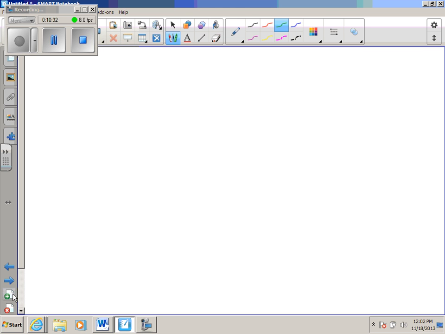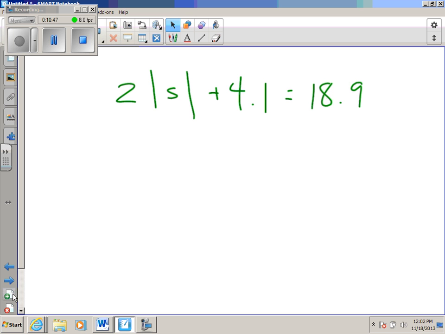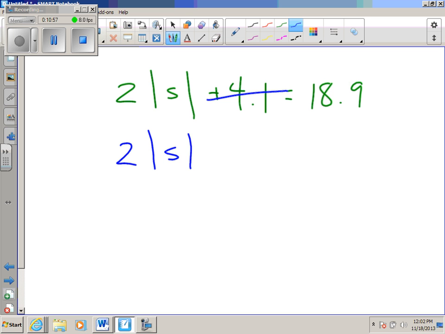In a case like this, 2 times the absolute value of s plus 4.1 equals 18.9. Okay. The first thing we're going to do there is subtract the 4.1. So if I subtract 4.1 from 18.9, I should get 14.8, right? Then what?